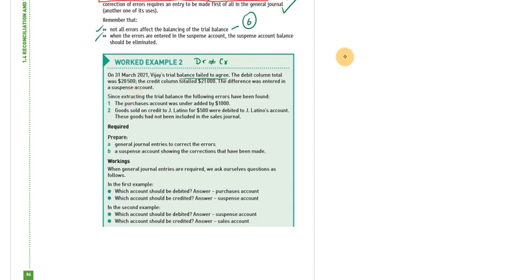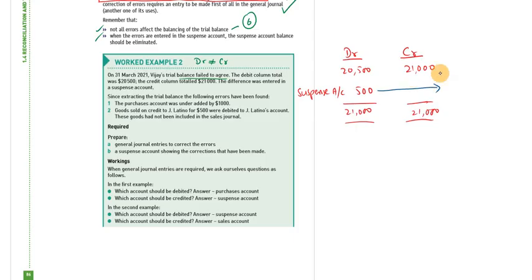So like this one, we have the debit and here is the credit. Debit side was 20,500 and credit side was 21,000. And here we open a suspense account, and here is a deficiency in the debit side. So the deficiency amount will be 500. So we will add 500 on the debit side so that 21,000 equals 21,000. It means we know that the total error relates to 500 amount.